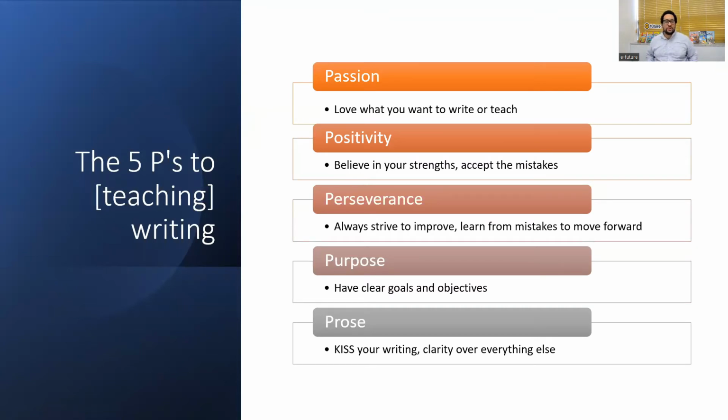Purpose and prose for younger students are not so important, but as a teacher, you want to make sure that you have clear goals and objectives for your students, and you want to keep that visible for them. And then for prose, we're not trying to be extravagant writers. We're not expecting them to use the most impressive words that they know. We're just trying to promote clarity. And that's the big part of that. So these 5 Ps, I always think about them when I approach a class, how I plan my classes to incorporate these things in there.